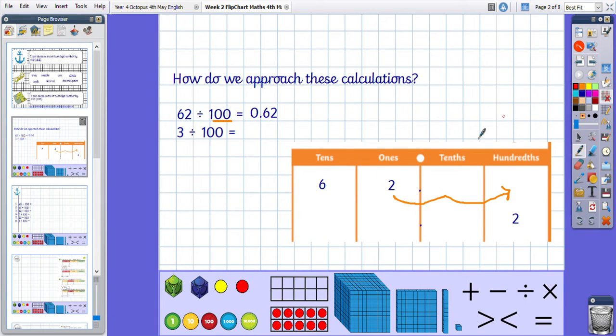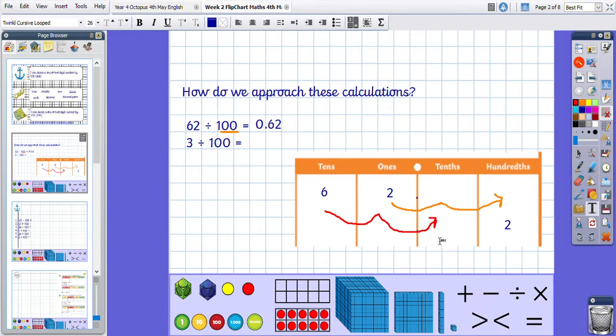Similarly, we will move our 6 from the tens column, 2 place values, through to the tenths column, showing that our new number with a placeholder would be 0.62.